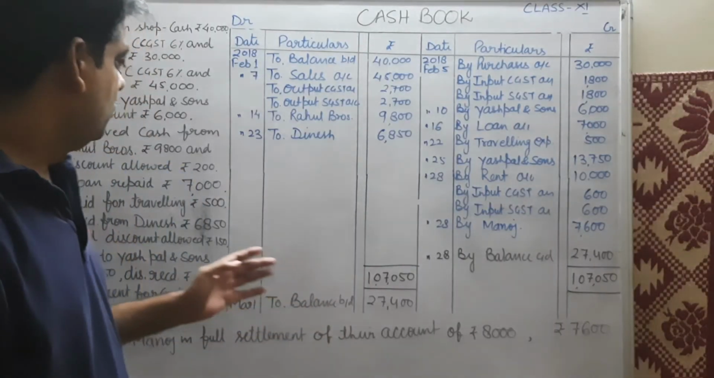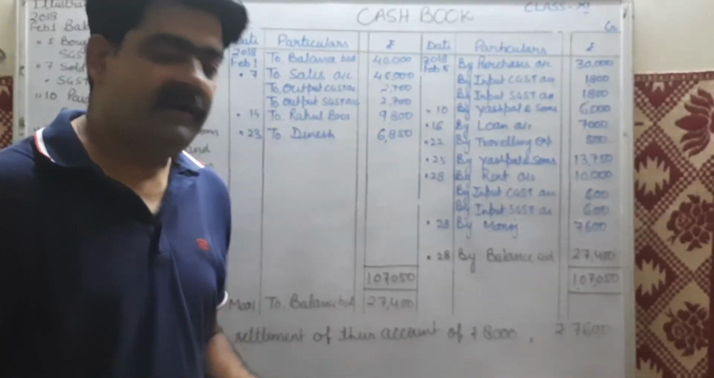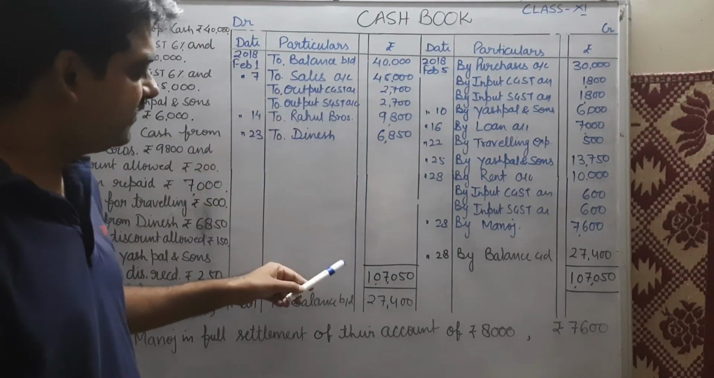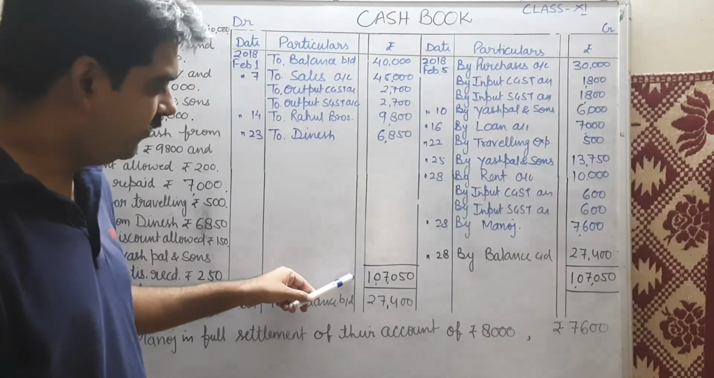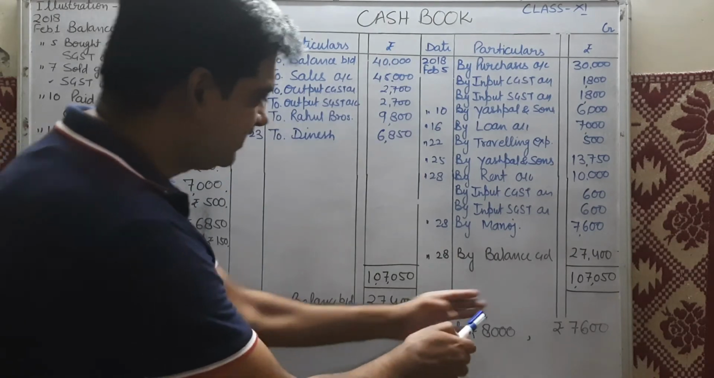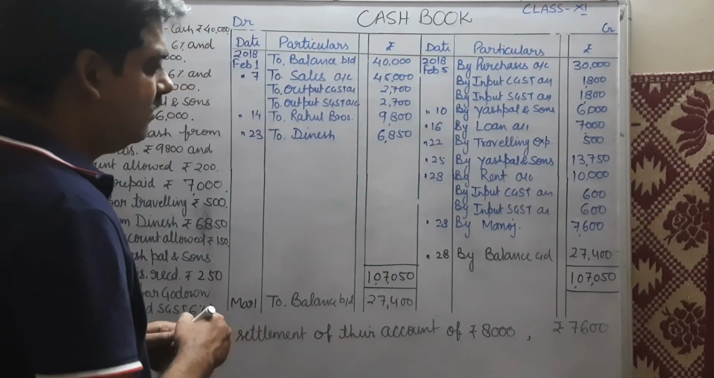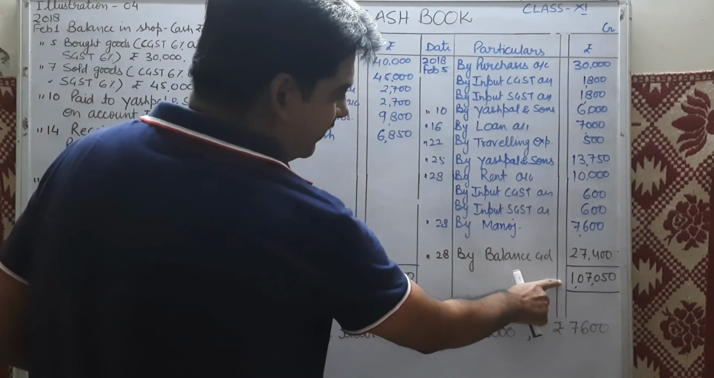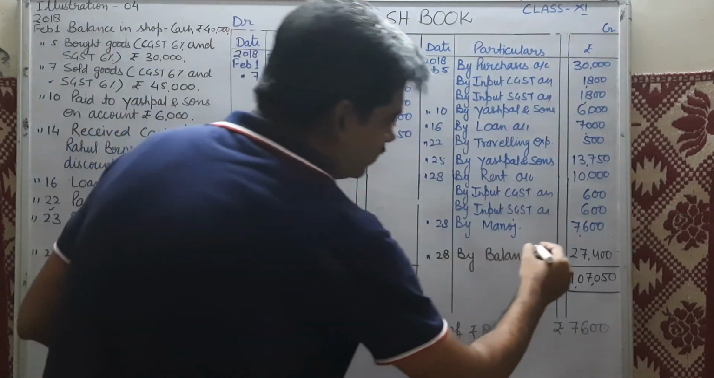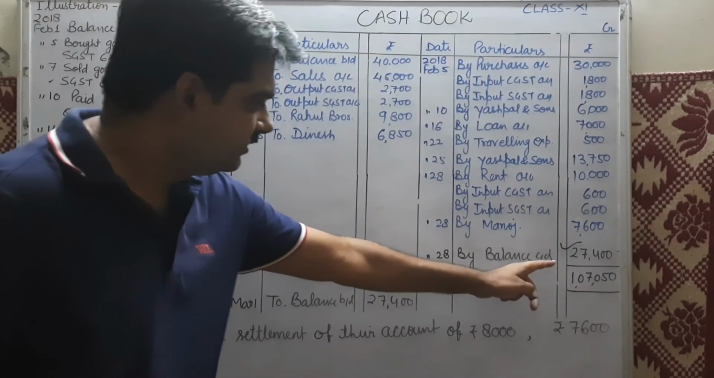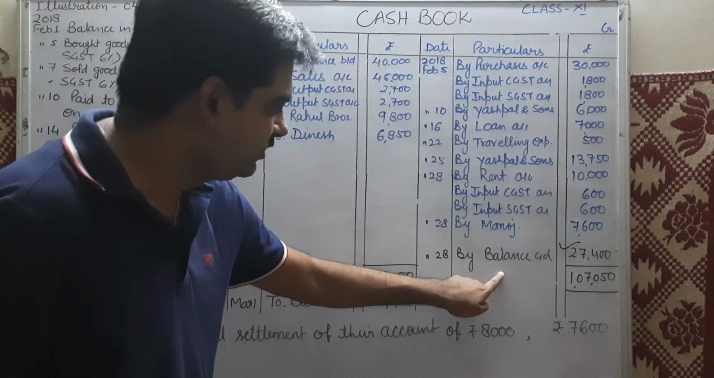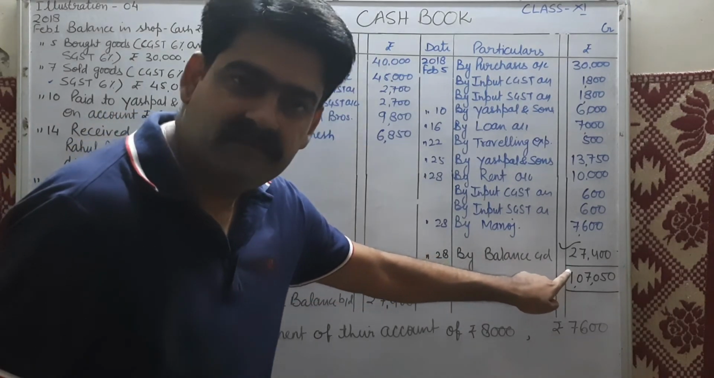Students, after writing all the treatment in cash book, we have to calculate closing balance. So first of all, we will take total of debit side. Total of debit side will come 1,07,050 rupees. This 1,07,050 rupees will come in credit side also. We will write this amount in credit side also. And after that, from 1,07,050 rupees, we will deduct all these payments. So when we will deduct all these payments, our closing balance will come 27,400. This will be treated as closing balance. On last date of month, we will write it as our closing balance, by balance carried down 27,400.